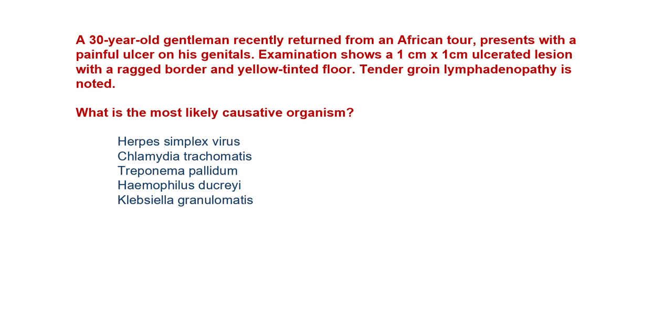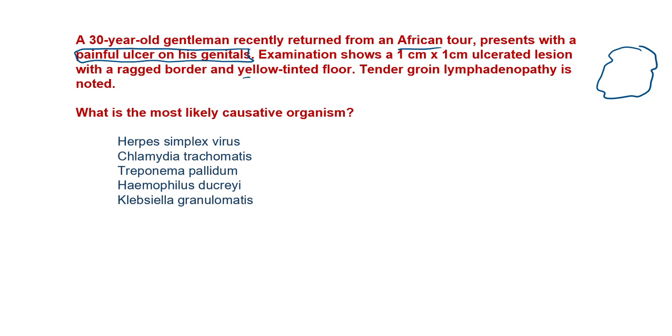Next question is, a 30-year-old gentleman recently returned from an African tour. Presents with painful ulcer on his genitals. Examination shows a 1 centimeter by 1 centimeter ulcerated lesion. We have an ulcer, ragged border, and yellow tinted floor.